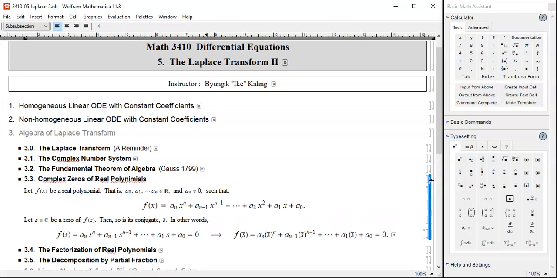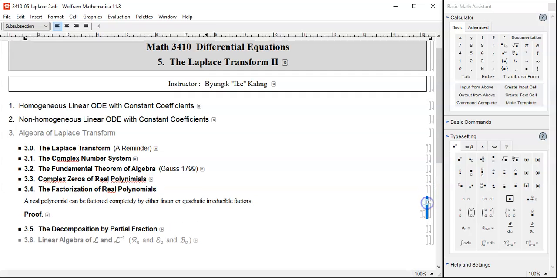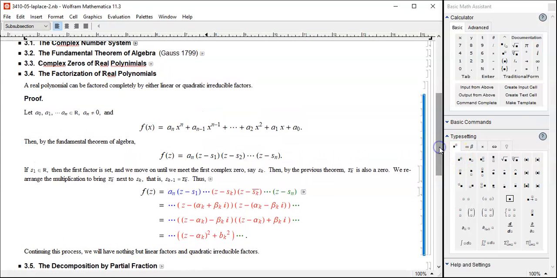As for real polynomials, we need a couple more steps. If we have a complex zero, then its conjugate is also a zero. We did that. And then, using all those, including the fundamental theorem, we can prove that any real polynomial can be factored completely down to either linear factors or quadratic irreducible factors. And more, the quadratic irreducible factor can be rewritten as a complete square plus square form.